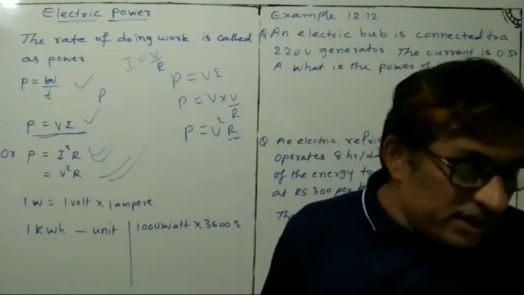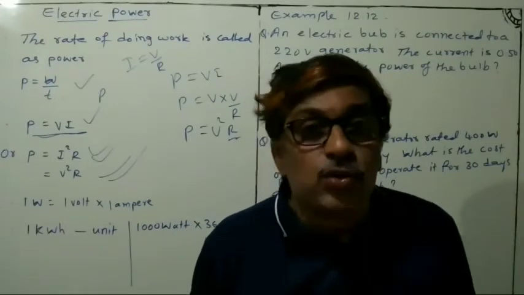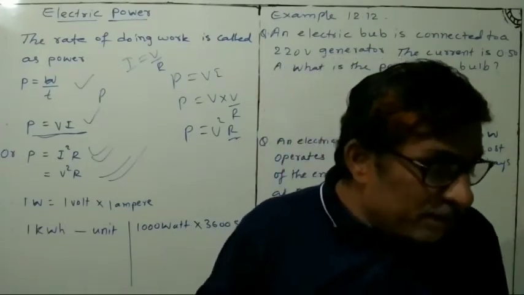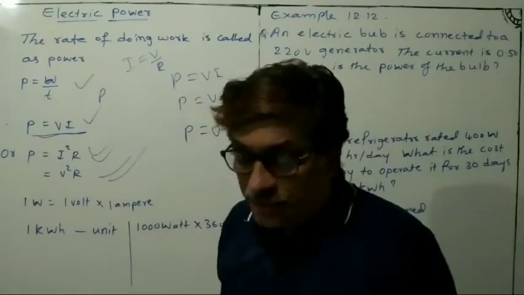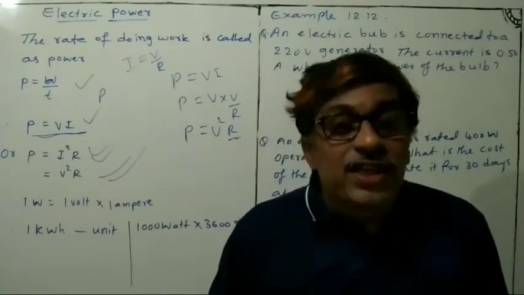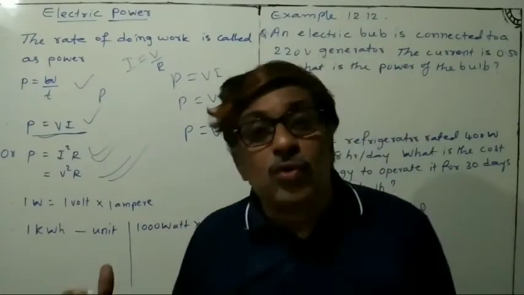The unit watt is very small. Therefore, in actual practice, we use a much larger unit, the kilowatt. So 1 kilowatt is equal to 1000 watts.